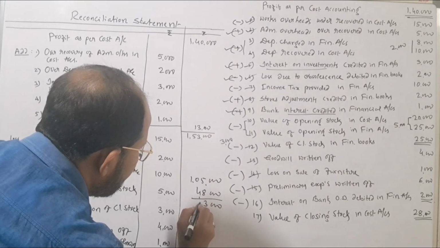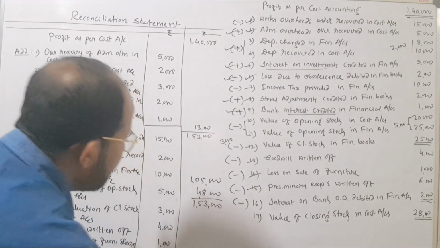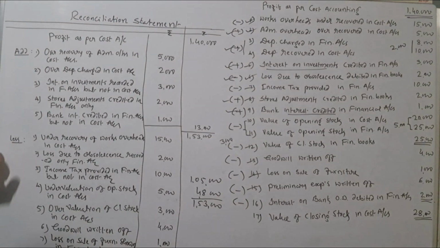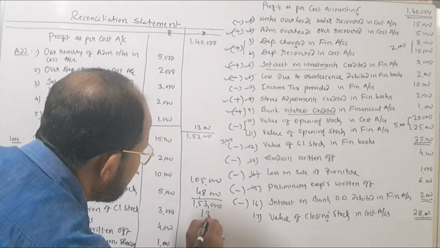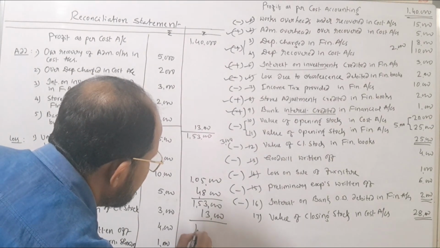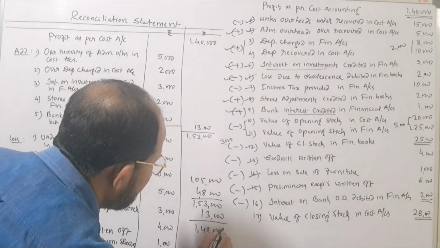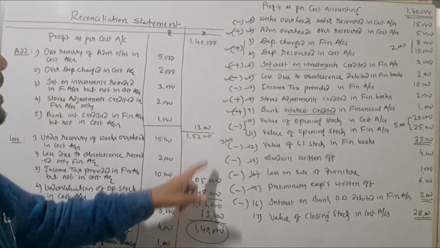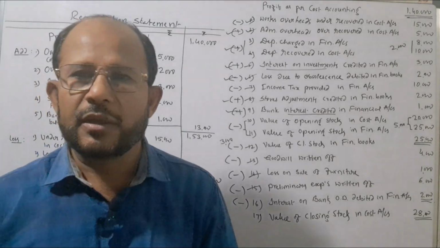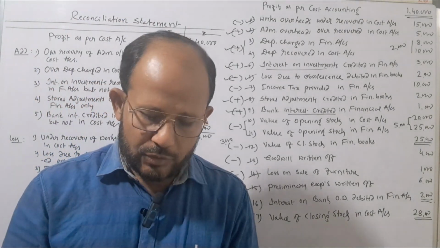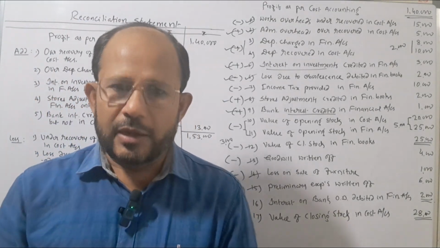8 plus 5, 13, 1 remains 1,53,000. Then from this we have to deduct 13,000. If we deduct, then we get how much? Rupees 1,40,000. This rupees 1,40,000 is nothing but the profit as per cost accounting. This is the way how we have to solve the problems under reconciliation.